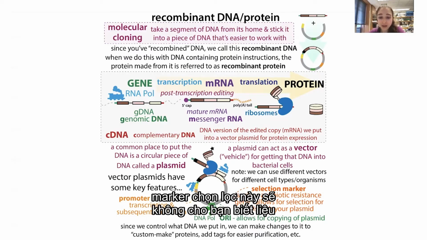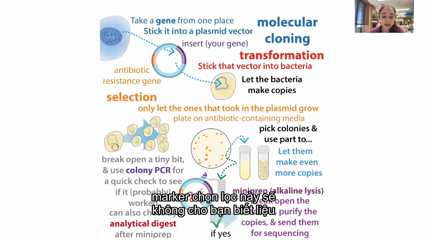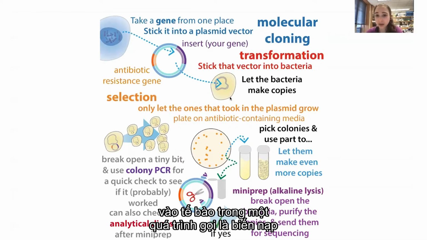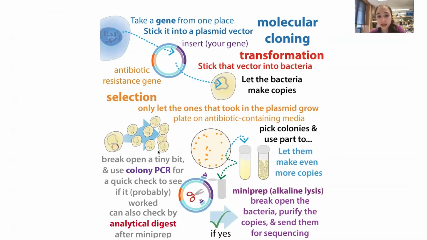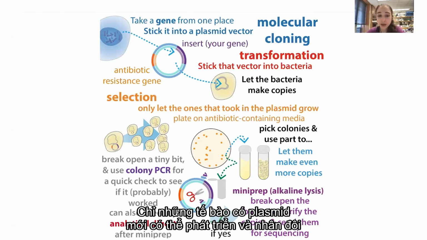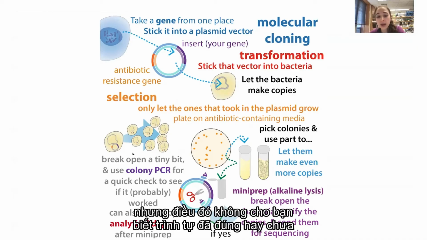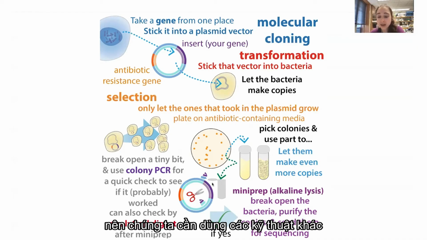But this selection marker isn't going to tell you if the sequence is right. Basically, how the selection marker works is that when we stick this into cells in a process called transformation, only the cells that have the plasmid are going to be able to grow and replicate, because they have the antibiotic selection gene. But that doesn't tell you that the sequence is right.